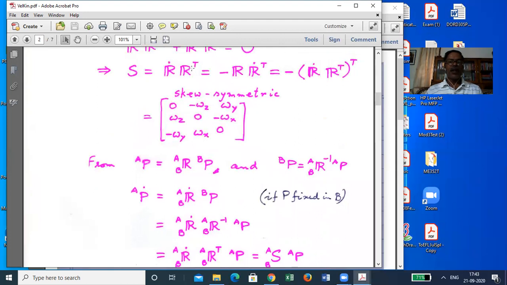You see, S is R dot R transpose. So this R dot R transpose we replace with S, with superscript and subscript to show that this is the corresponding skew symmetric matrix representing the angular velocity related thing that should come here for B in the frame of reference A.